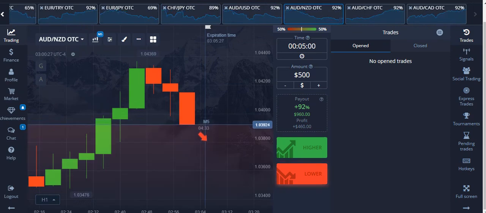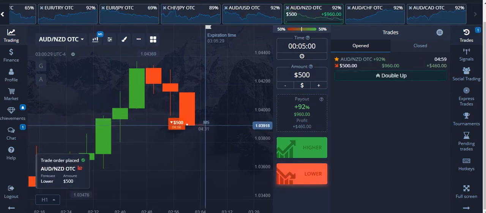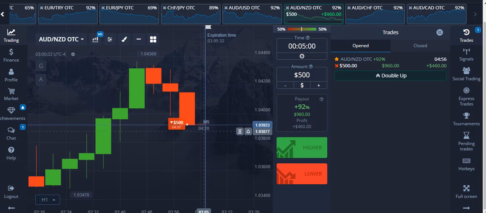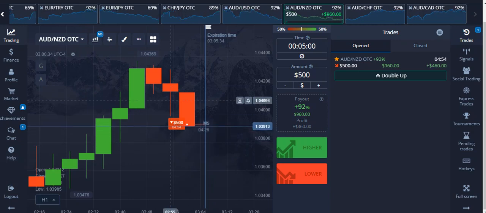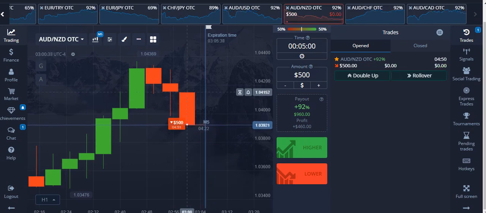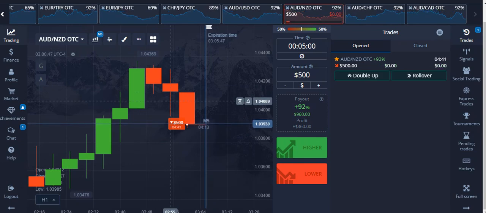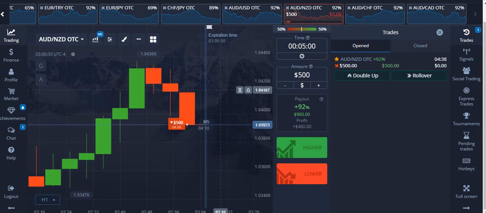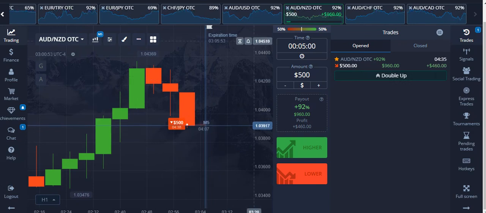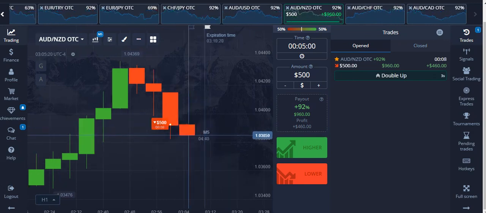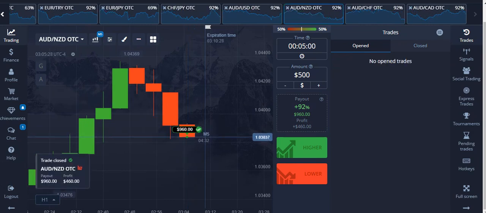Okay, here's a gap right there. And the trade just opened up. You see there's a slight gap there. So we finally caught a gap on the Aussie dollar, New Zealand dollar, and I took the trade. Once again, I'm going to pause the video and wait for the results. Okay, we have 10 seconds. 6, 5, 4, 3, 2, 1. Boom, another winner.